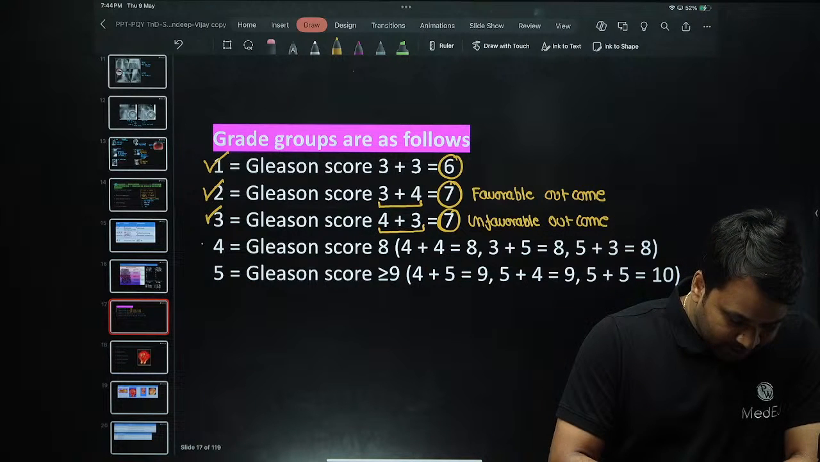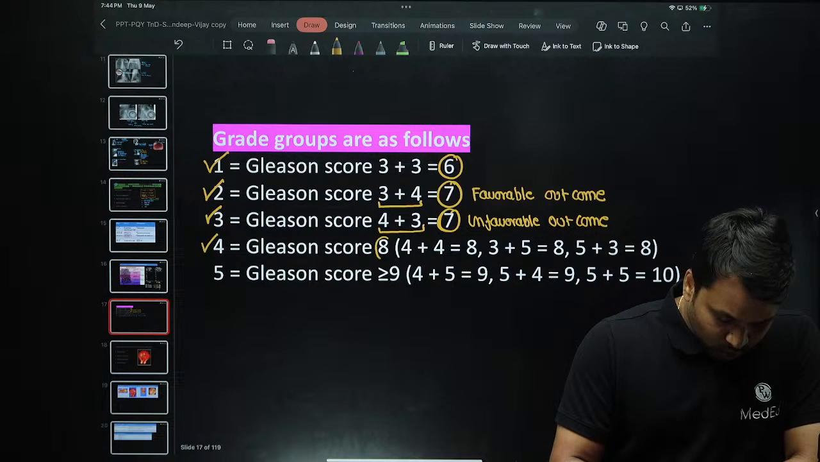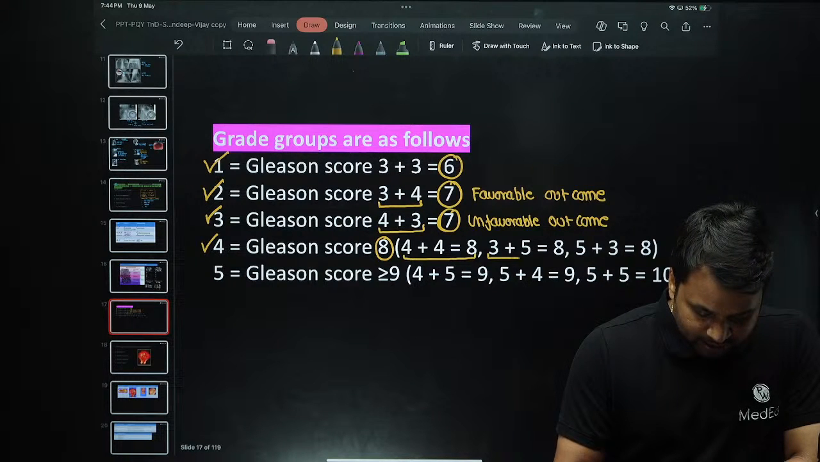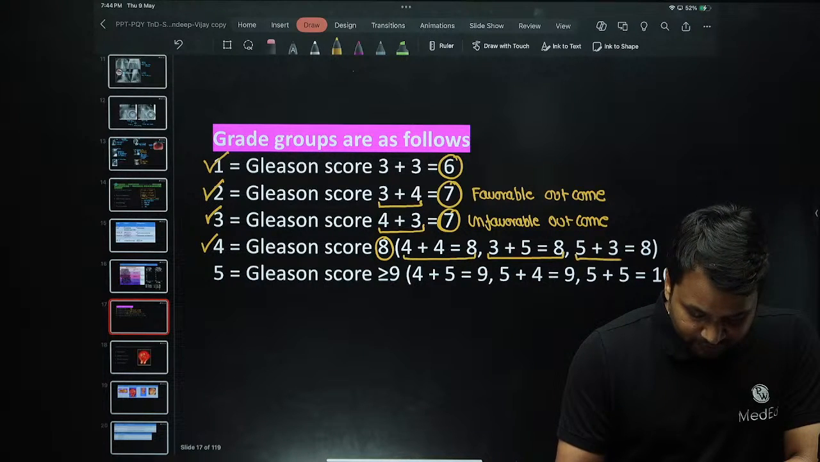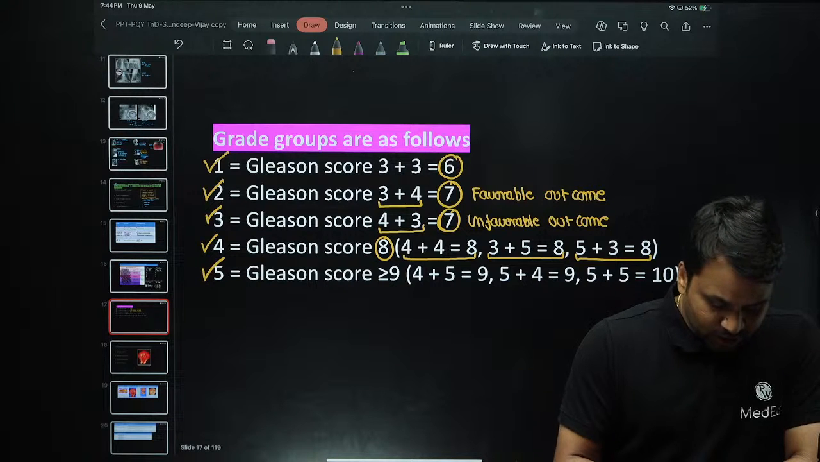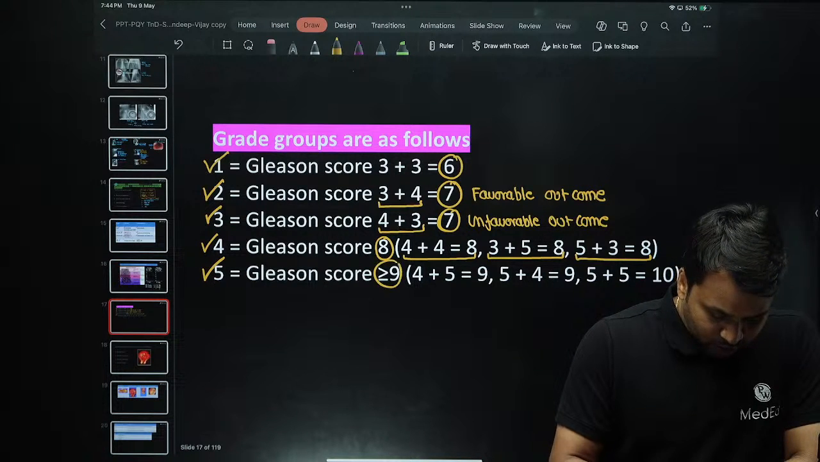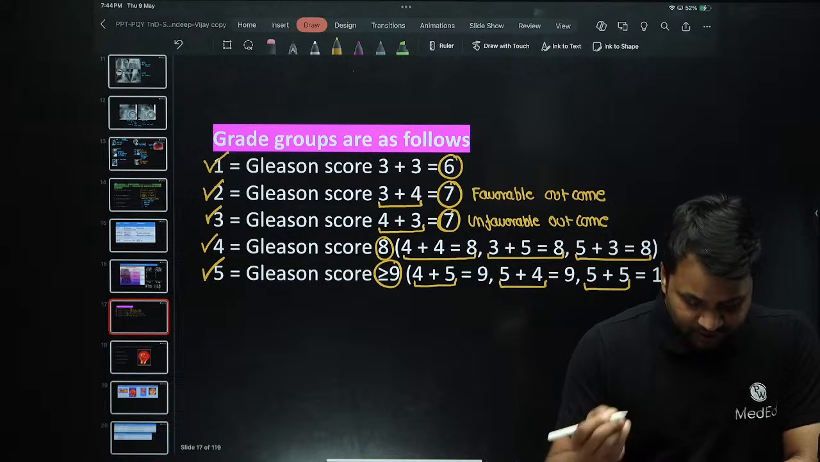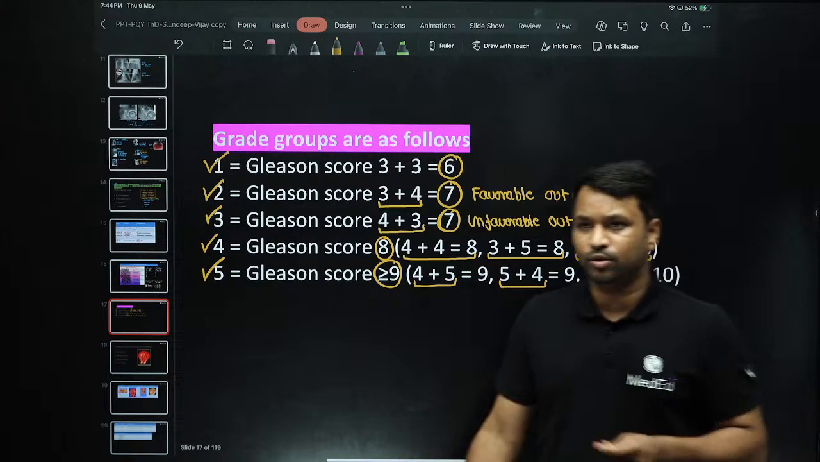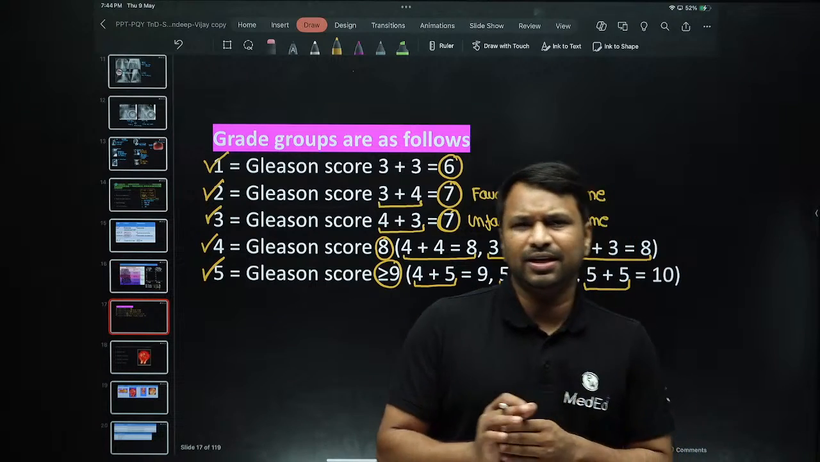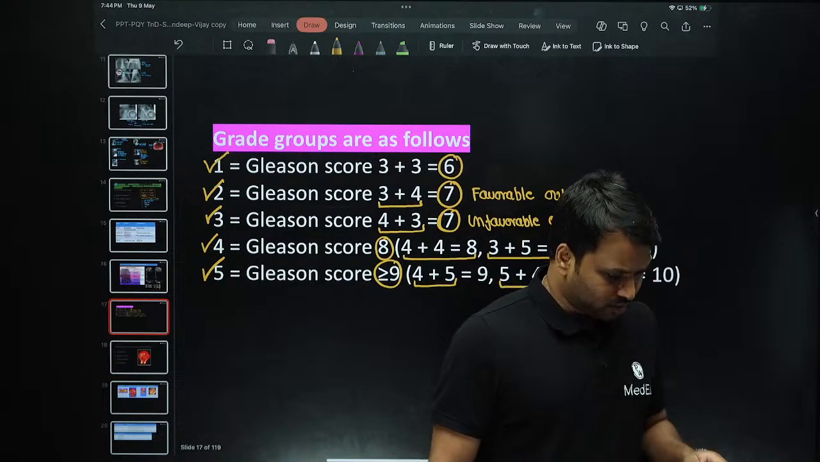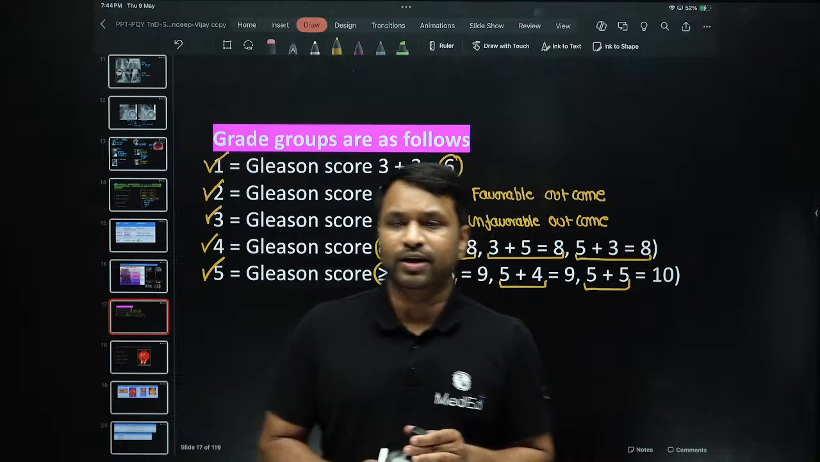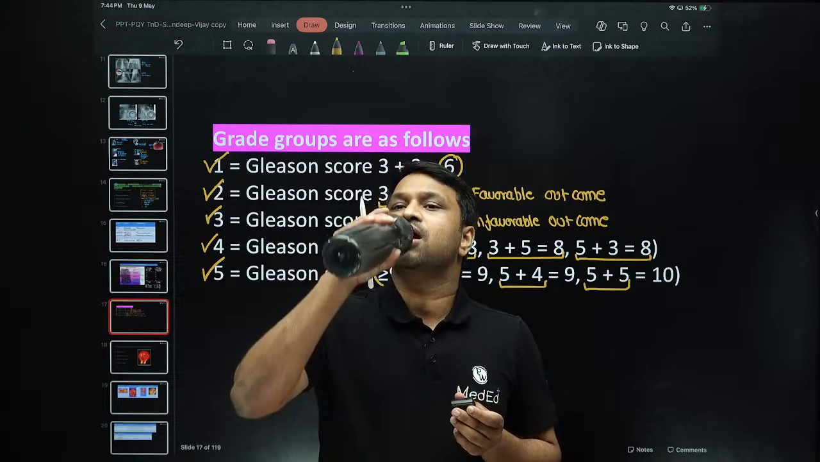Now, your Gleason 4, it is a score of 8. You can write 4 plus 4, that is the best one. Then you can write 3 plus 5, and then you have 5 plus 3. Next, your grade 5, this is more than or equal to 9. You can write 4 plus 5, 5 plus 4, or 5 plus 5, that is 10. So, higher score, poor prognosis. Okay? So, this is based upon the Gleason's that you have to vary across. So, all these are again important components, right? So, for any questions, any doubts?